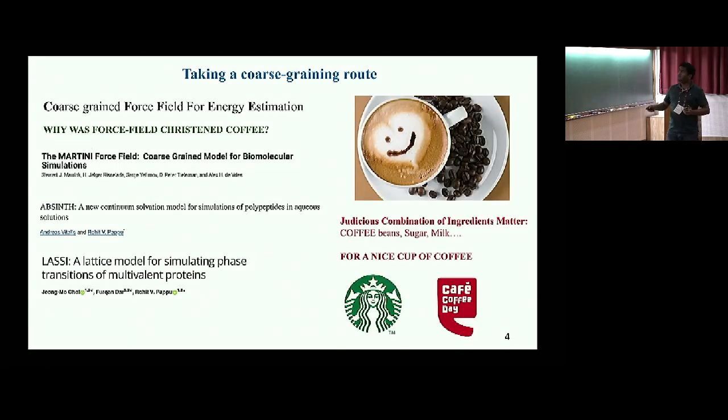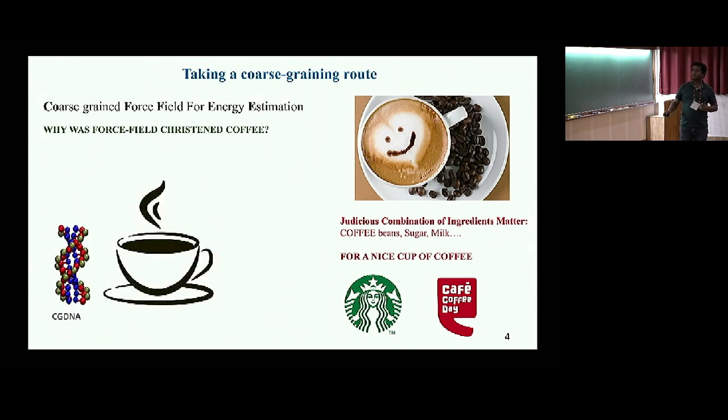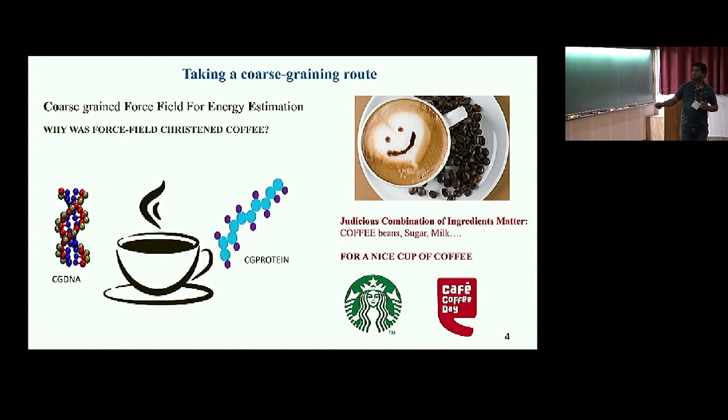In a good cup of coffee, what you have is essentially a judicious combination of different ingredients, right? You have probably nice coffee beans, sugar, and milk. And this is exactly the philosophy we had for developing coffee. Here, basically, what we combined is a coarse-grained model for DNA and a coarse-grained model of protein. We did not want to do too many tweaks. In fact, we made no tweaks to the individual force fields, and we wanted to combine them in a proper way so that we get a transferable force field for looking at different DNA-protein complexes.